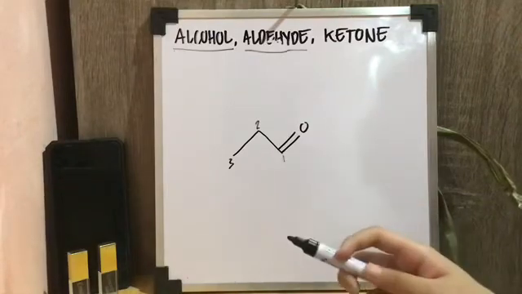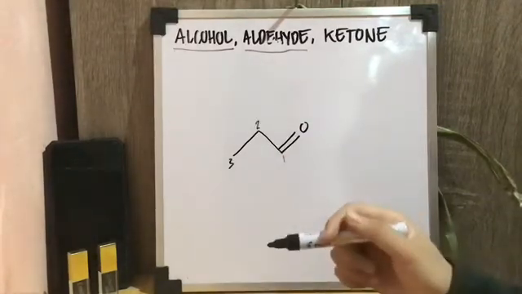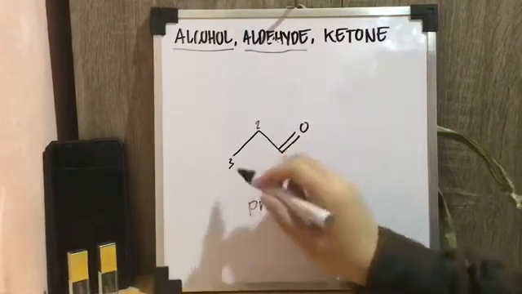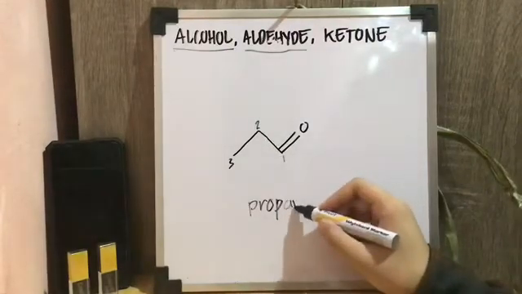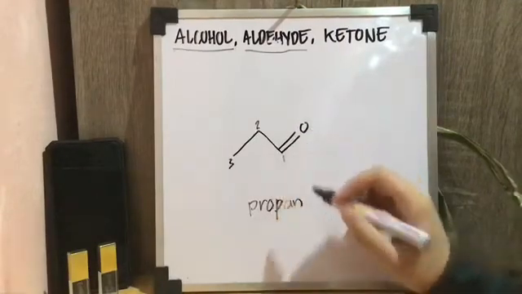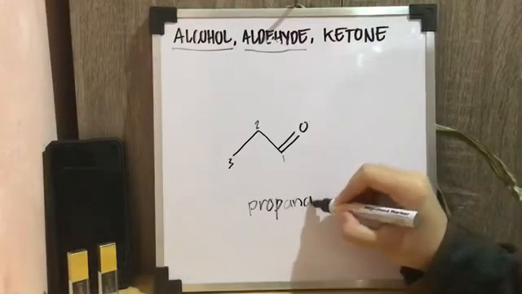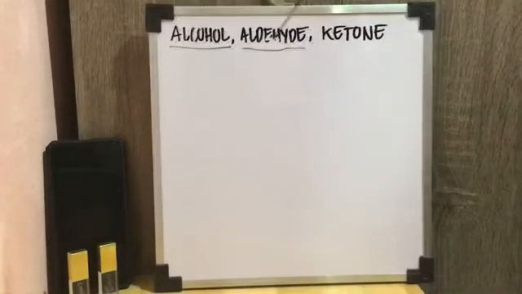So in this case, all we really need to do is name the mother chain, which is prop, to signify that there are 3. Since it is connected by single bonds, you use ane or an, and since there is an aldehyde attachment or double bonded oxygen attachment, you use the suffix al. And now you have the compound propanal. And we're done with aldehydes.